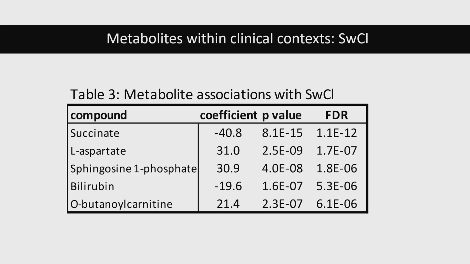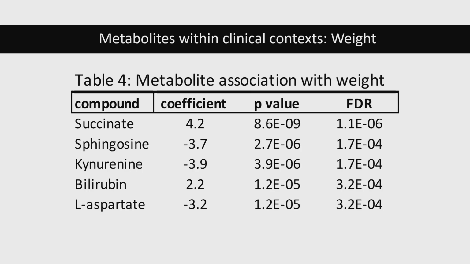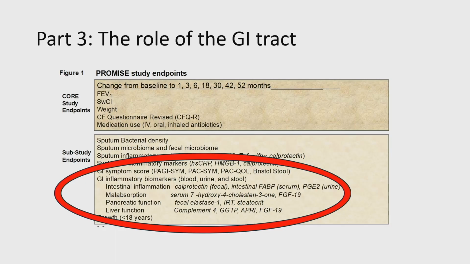And the directionality was maintained. So succinate, which goes up with FEV1, goes down as sweat chloride rises. So the directionality made sense for all the metabolites. This happened again when we looked at weight. Again, significant p-values matching directionality for these metabolites, and a lot of repetition of the same metabolites across those 3 endpoints. So I just went through the core study endpoints.